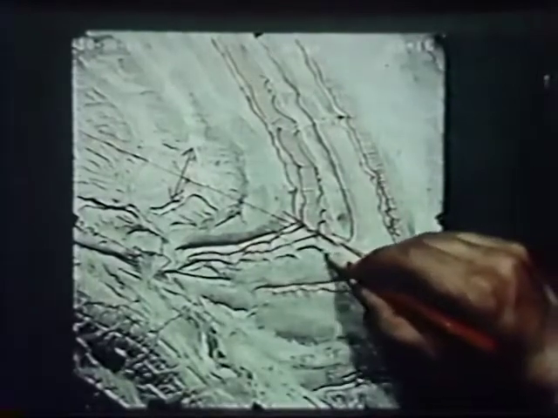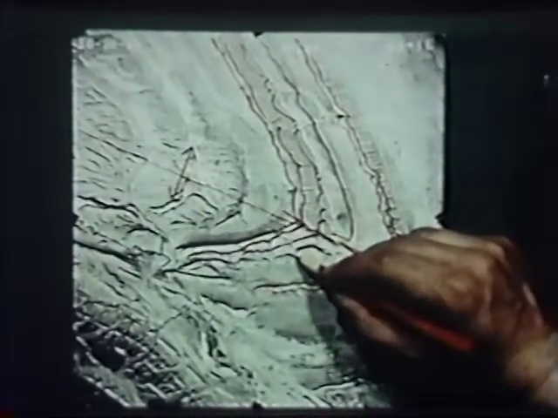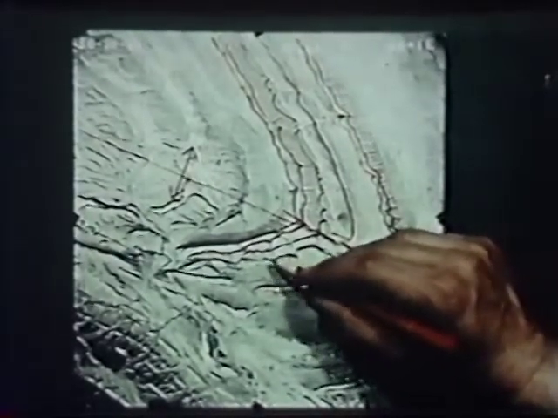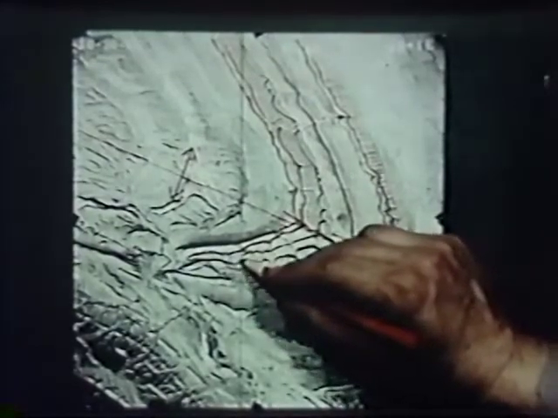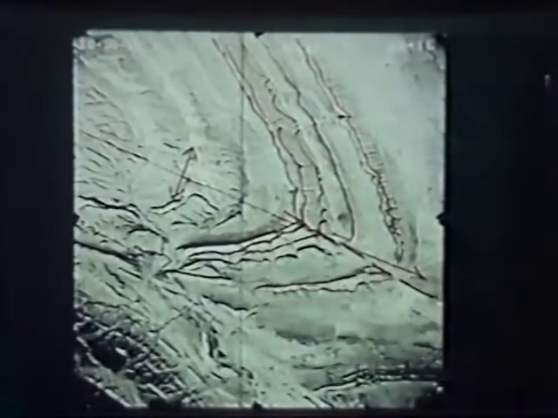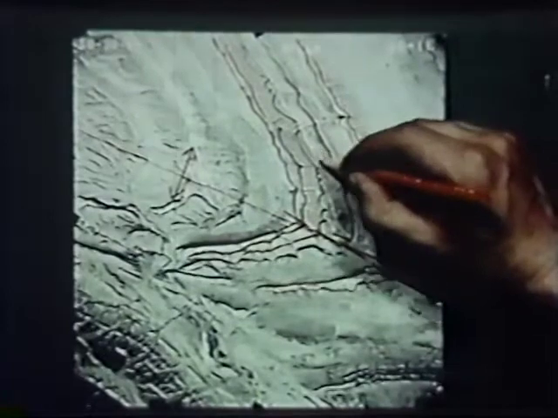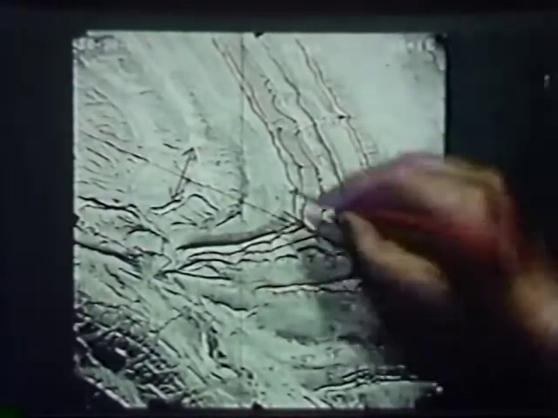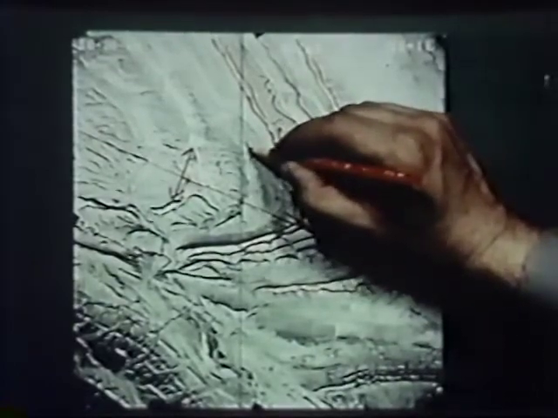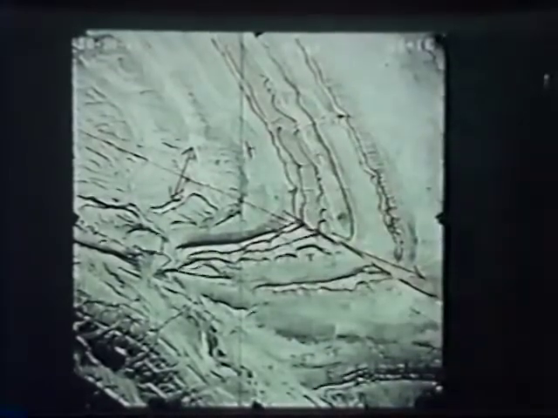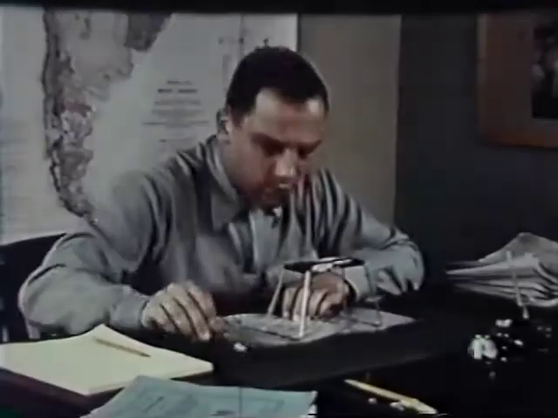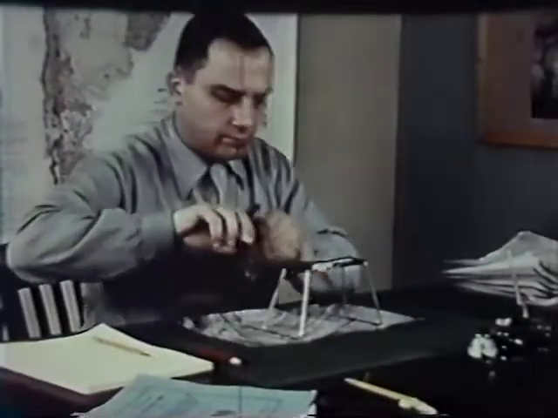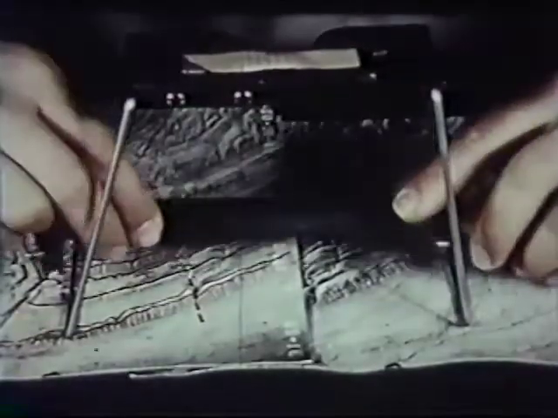Mapping the formational contacts and describing the stratigraphic section of an area, the geologist produces a photogeologic map. The strike and dip of the bedding and the thickness of the formations are estimated and recorded. A simple parallax bar may be used to help determine the thickness of formation and amount of dip.